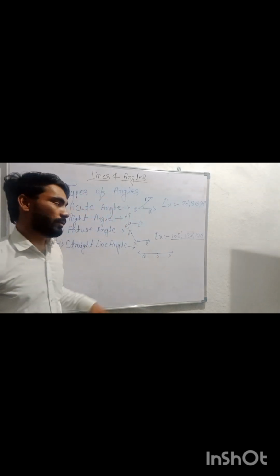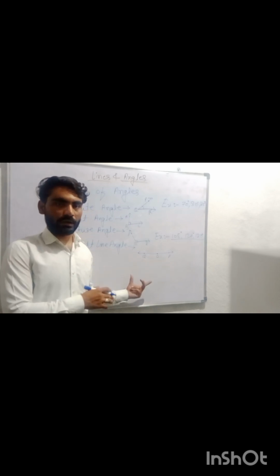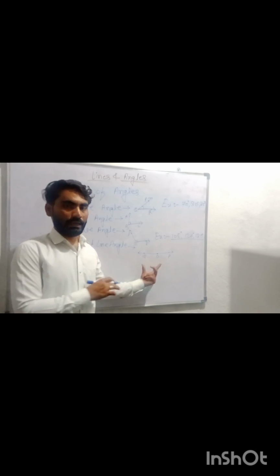This is a straight line. When we measure it, we get 180 degrees. That's why we call it a straight line angle.